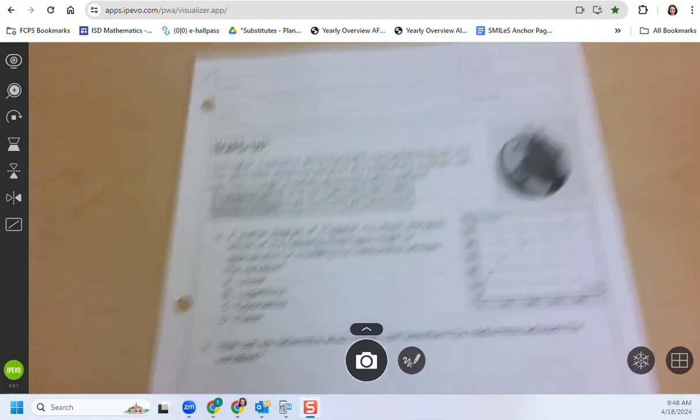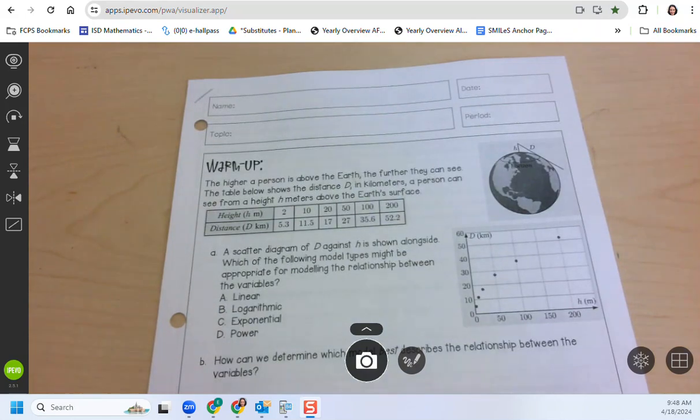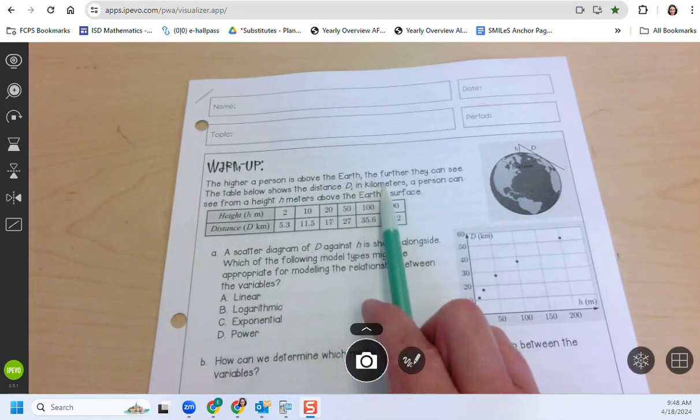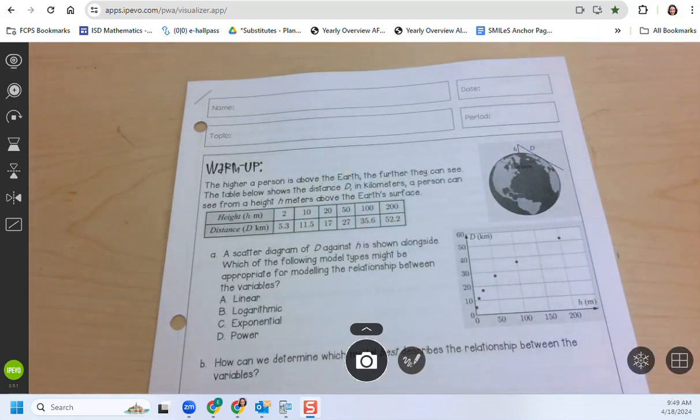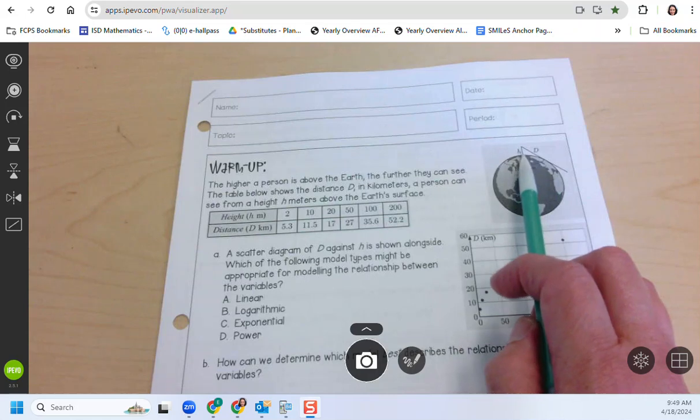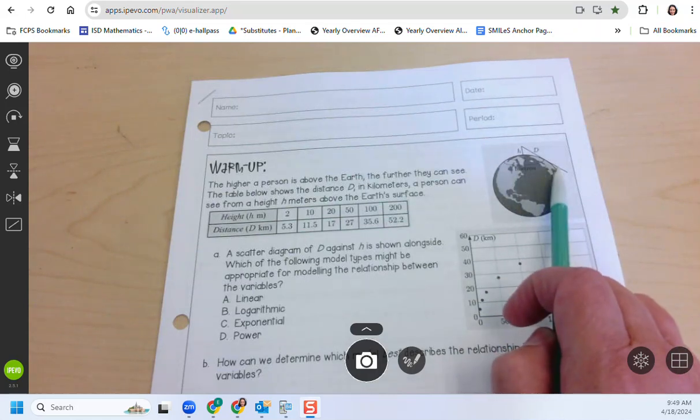So it's always interesting to see what the data is actually about. The higher a person is above Earth, the further they can see. And they drew you a picture here about why that's true. Over here they drew you a picture, so the higher you are above the Earth, the farther you can see.